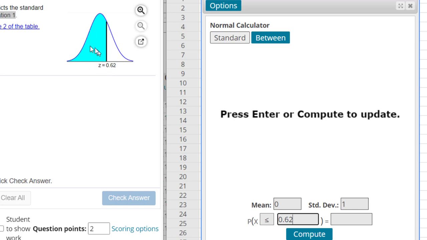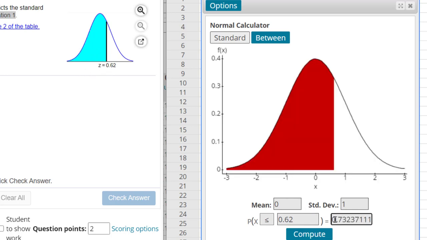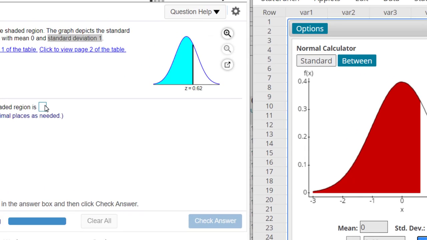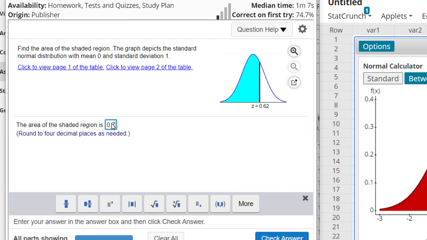And then once you put all your information in, go ahead and hit compute, and you'll see it gives you the area at the very bottom now, or the probability. Probability and area are the exact same thing. So this is what we're going to put in, 0.732. If you do 4 decimal places like the problem wants, you'll do 0.7324, like that.